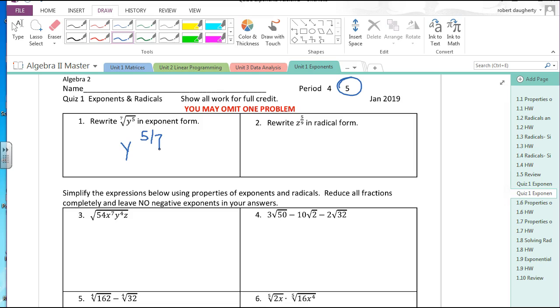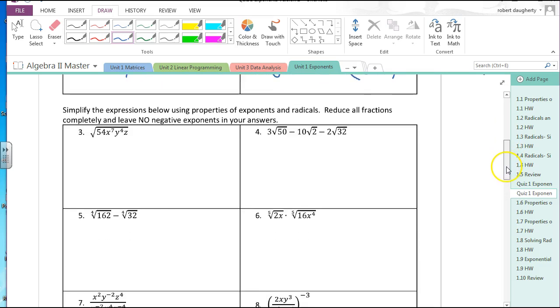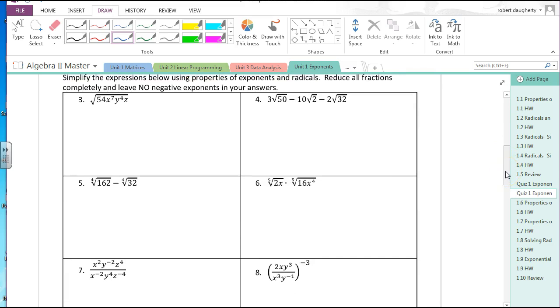Problem 2. This is the 9th root of z to the 5th. Or you can write it like this, the 9th root of z, all of that is raised to the 5th power. Either one of those is accurate for converting from exponential to radical form. Then I go through a series of problems where I'm asked to simplify radical expressions.